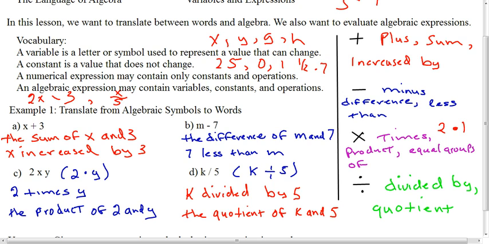Then we have m minus 7. That's m minus 7. Well, even when you read these, you pretty much are putting these in the word form just from what you're saying as you look at the problem. M subtracted by 7. The difference of M and 7. 7 less than M. You notice less than M. It didn't say 7 less M. It's 7 less than M. We could say M less 7.